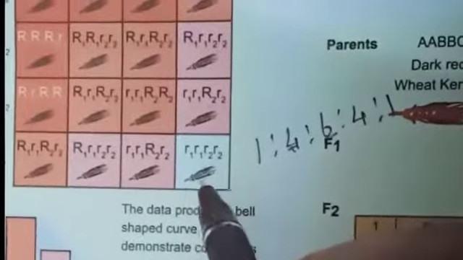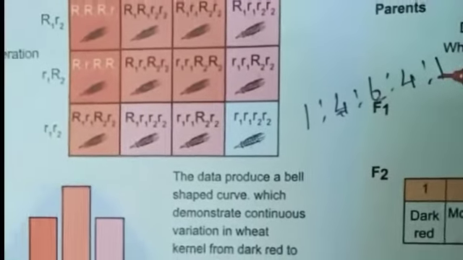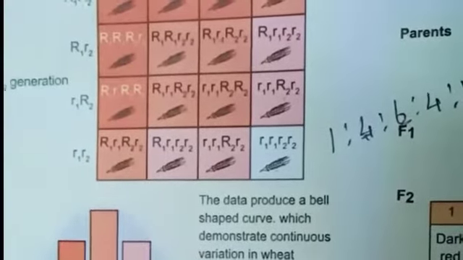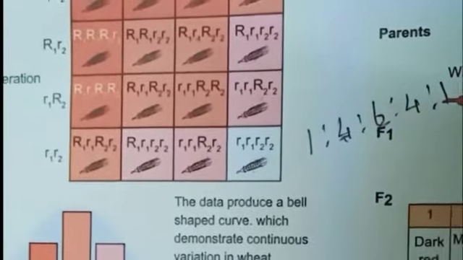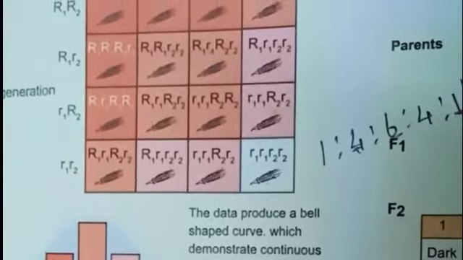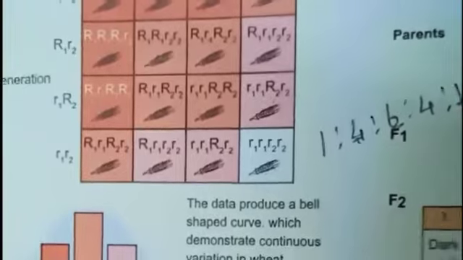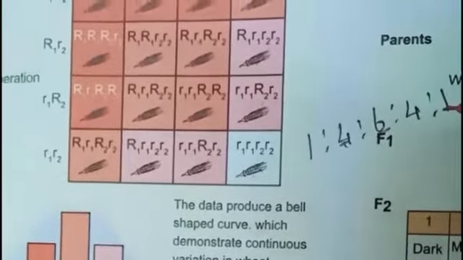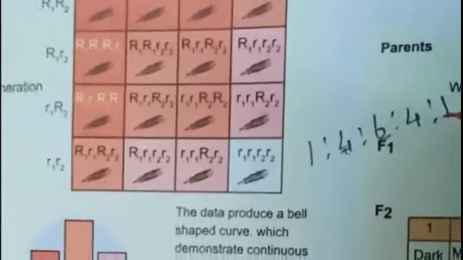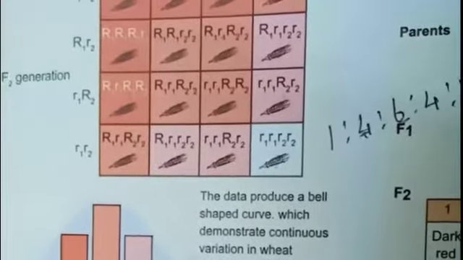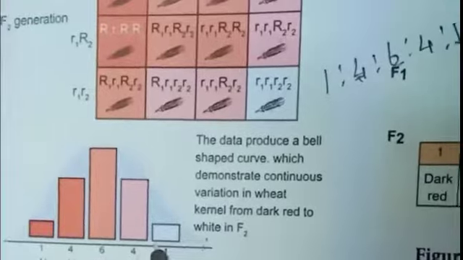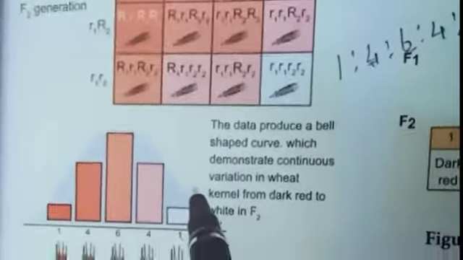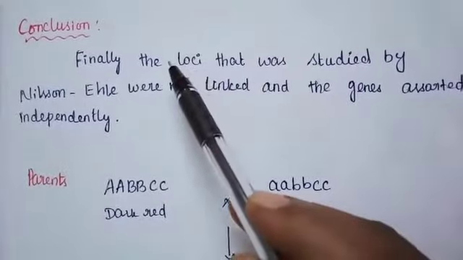Clear? So the number of each phenotype is plotted against the intensity of red kernel color, which produces a bell shaped curve. This is a bell shaped curve. 1:4:6:4:1 is the ratio. So another example also: height and skin color in human beings are controlled by 3 pairs of genes. Next, conclusion.